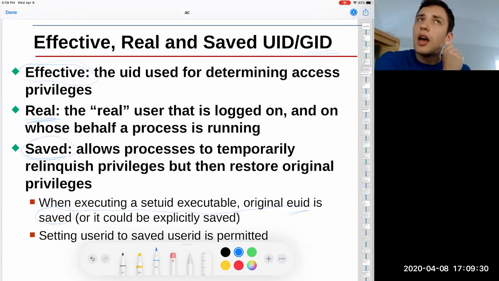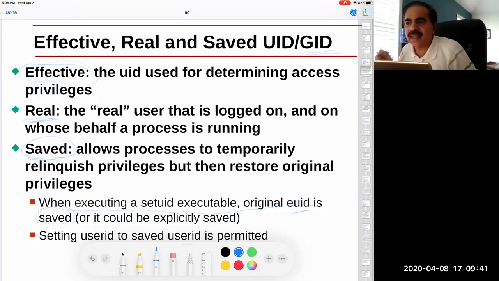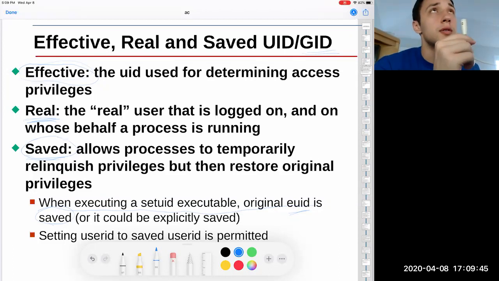Yes, go ahead. How secure is the saved user ID? It seems like it would be a pretty easy way to escalate permissions. You're cutting in and out. Can you maybe come closer to the mic? So how secure is saved UID? It seems like an easy way to escalate permissions.